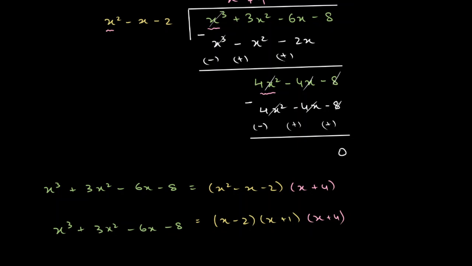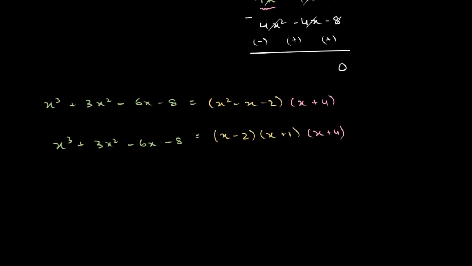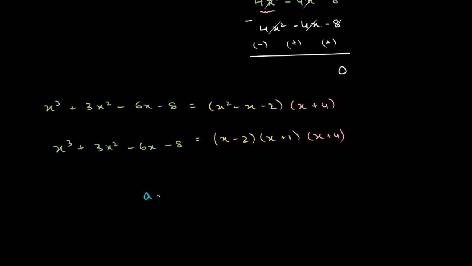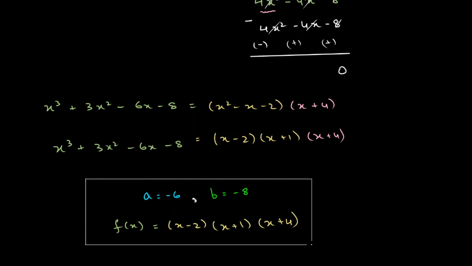Right. So if I had to write my final answer statement now, remember we had to find the values of a and b, which we did. We found the value of a as minus 6, so a is equal to minus 6. Then I found the value of b, which was minus 8, so b is equal to minus 8. And I had to factorize the polynomial completely. So my polynomial f of x in the factored form is x minus 2, x plus 1, and x plus 4. This here is my final answer: the values of a and b and the completely factored polynomial.